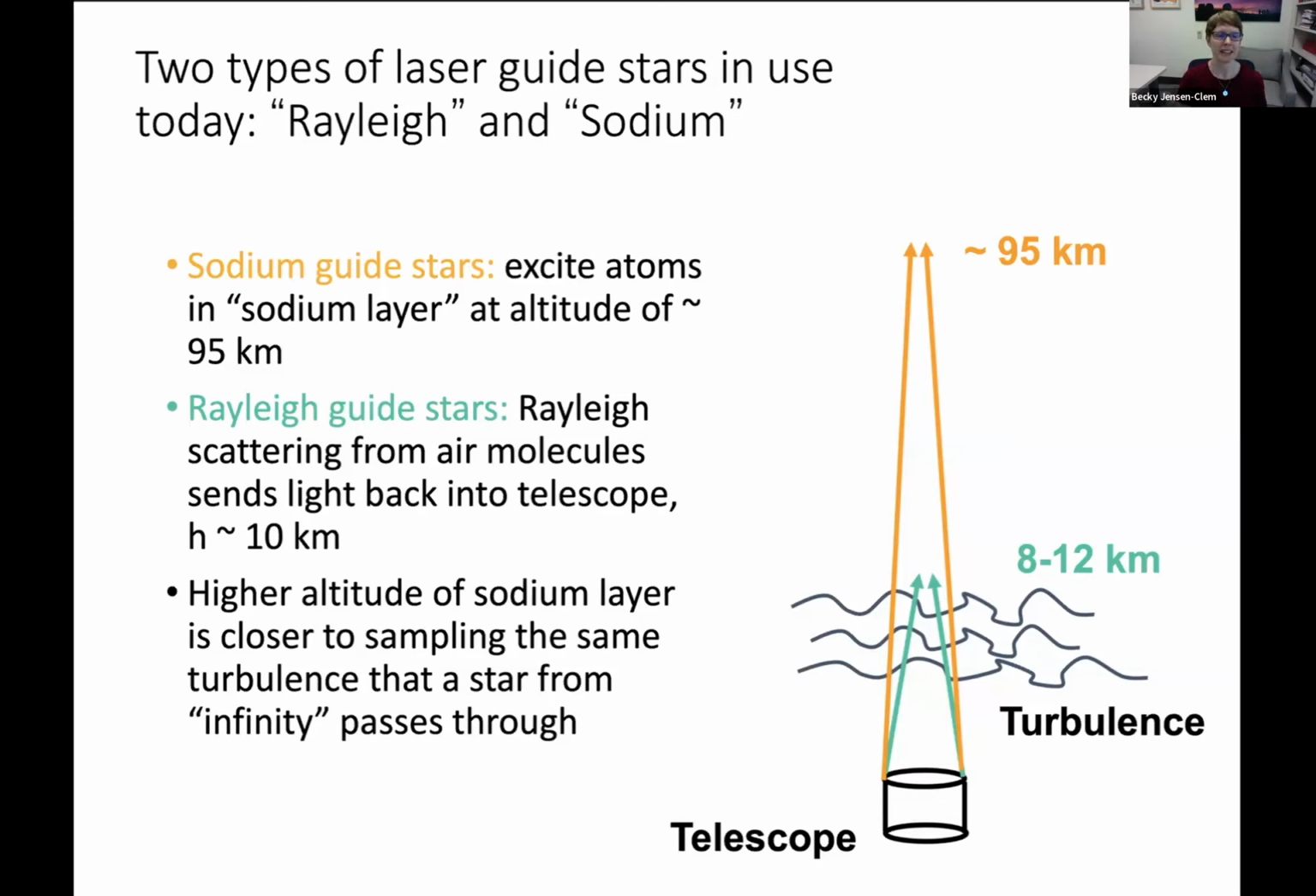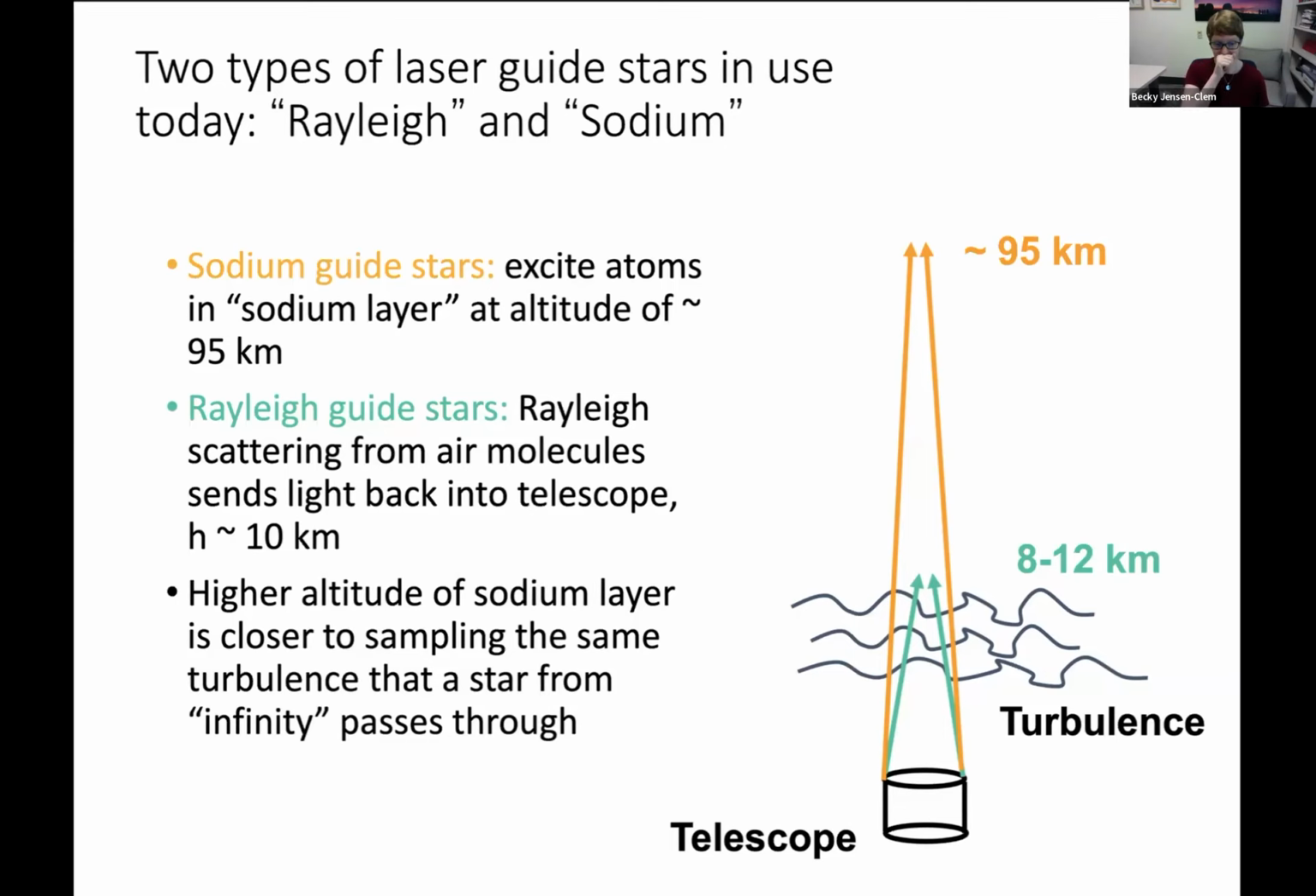These work by exciting atoms in a thin layer of sodium that exists at 95 kilometers in our atmosphere. It's mostly deposited there by meteorites. So by exciting these atoms, they will then fall back down to their ground state, emitting light at the same wavelength. And it's that light that you use on your wavefront sensor as artificial starlight. Rayleigh guide stars, instead of exciting atoms, scatter off of air molecules, typically at around 10 kilometers.